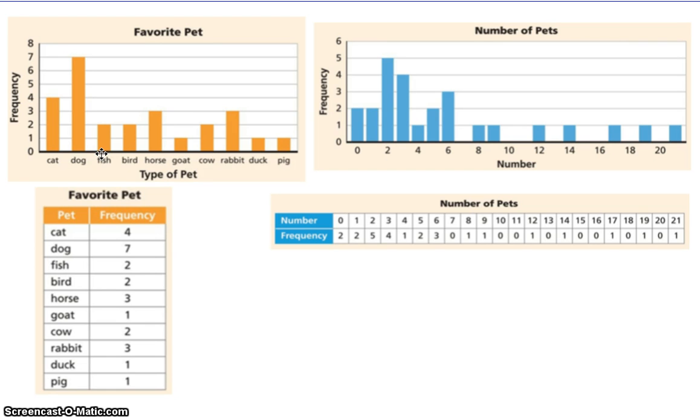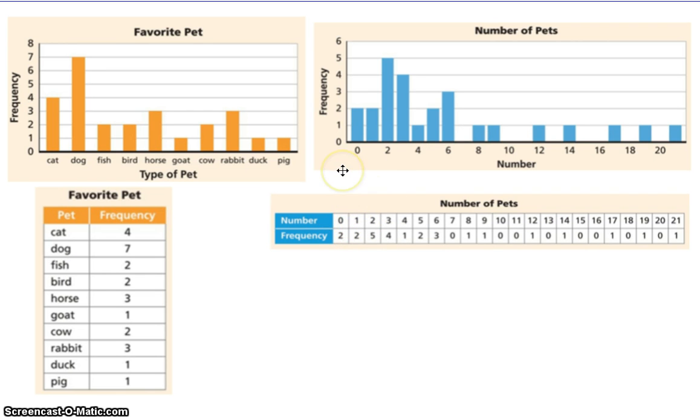So therefore, it's categorical. Over here in the blue, we have number of pets, and this would probably answer the question, how many pets do you have at home, or what's the number of pets that you have? And see, these are all numbers. So for example, if I take a look at this table here, I can see that there are 2 people that have 0 pets, and that there are 2 people that have 1 pet.